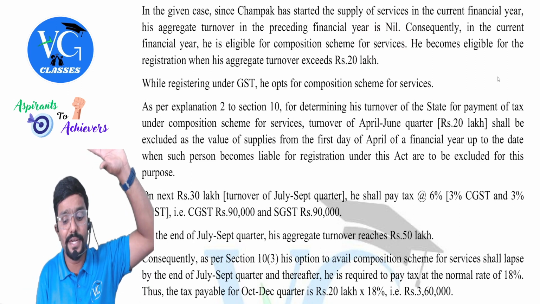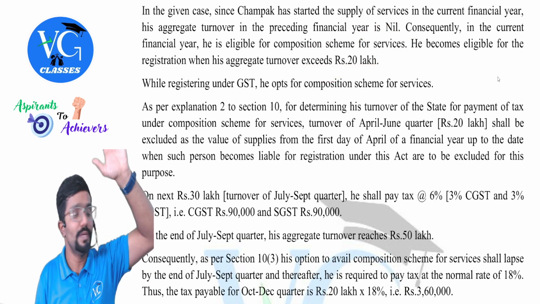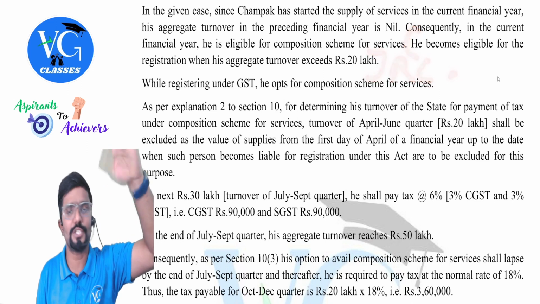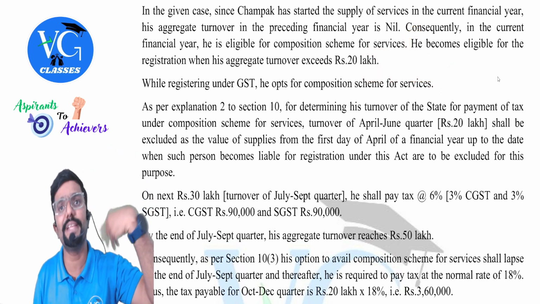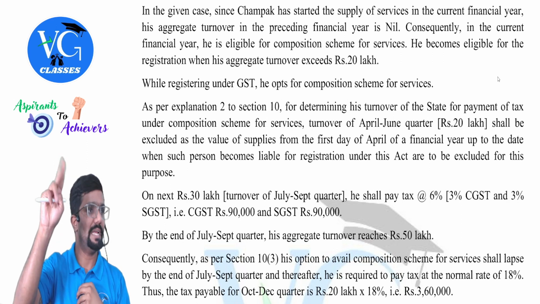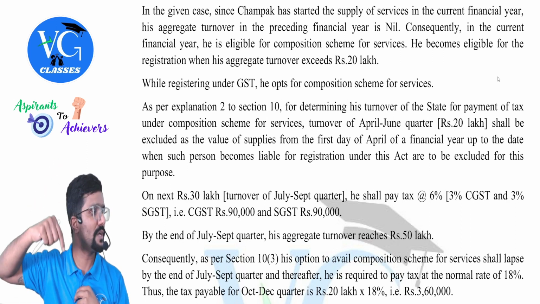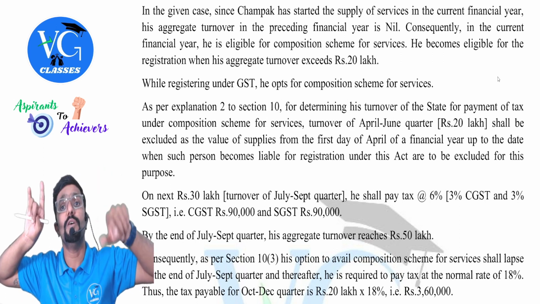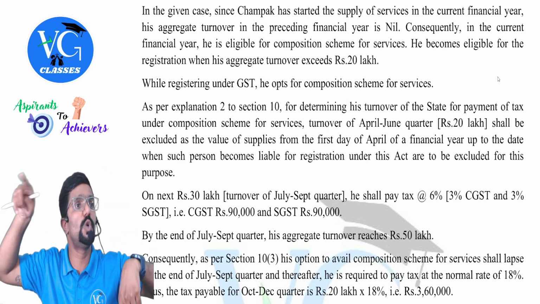Did I teach that in this chapter? No. This is actually part of the registration chapter, guys. But as of now, just know that for the person who is providing services, the threshold limit applicable for registration is 20 lakh. Here he is providing photography services. Now, if he is following section 9, when should he get registered? Only when his turnover crosses 20 lakh.